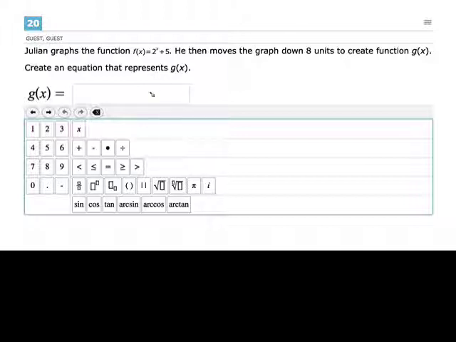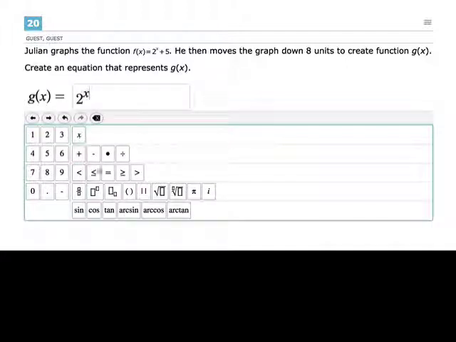So that means that we will have g of x equals 2 raised to the x power, and that's not going to change because we didn't mess with the x. If you change the x, it goes the opposite direction that you might think. As x goes up, then it will move to the left. As x goes down, it will move to the right. But that didn't change. The y changed. He moved it down 8. So what's 5 minus 8? It's negative 3. Oh, we don't want it in the exponent though. Negative 3, just like that.